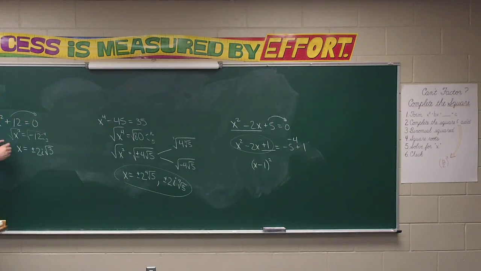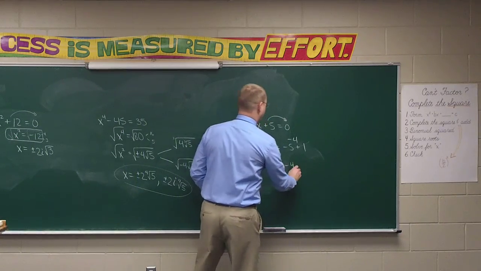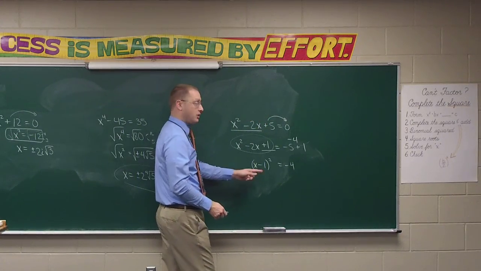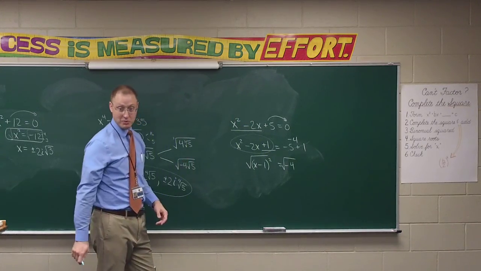Over here, I had x squared equals negative 12. And since it was an x squared, I took the square root. Well, here I have (x - 1) squared equaling a negative 4. And since it's squared, I can take the square root of both sides. Been a little while since we did this.